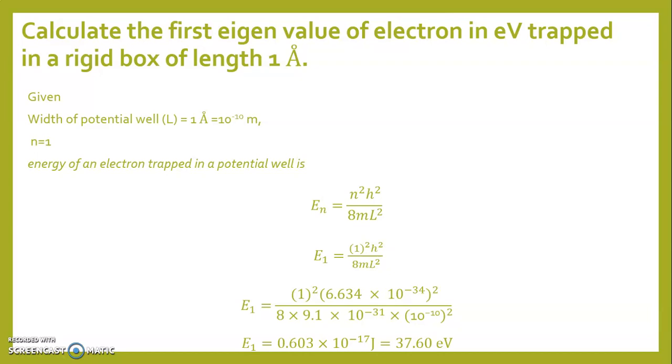Now we want the answer in electron volt, so convert this joule into electron volt. For this we should divide this value in joule by 1.6 into 10 raised to minus 19. When you divide this value of energy by 1.6 into 10 raised to minus 19, we'll get the value of the first eigenvalue of an electron trapped in a rigid box of width 1 Angstrom, which will be 37.60 electron volt.